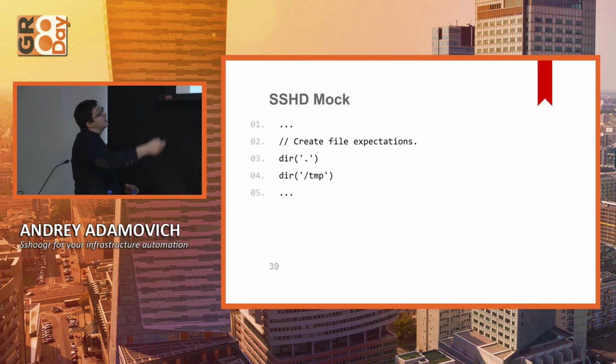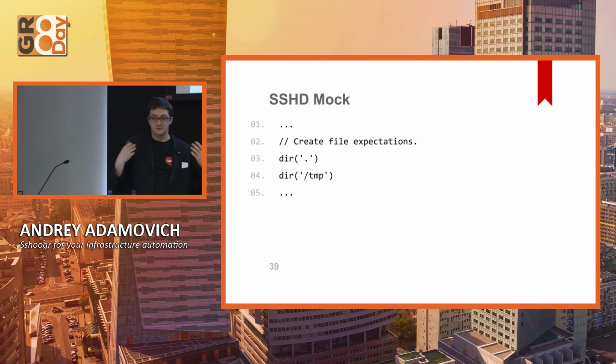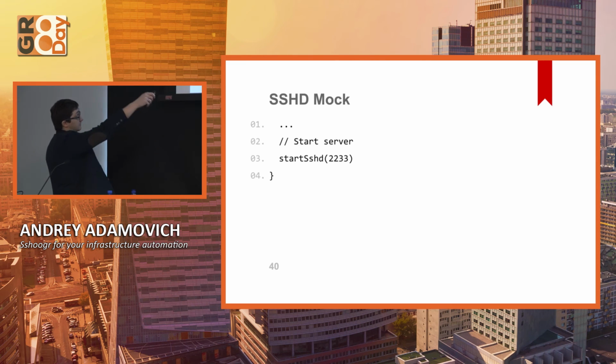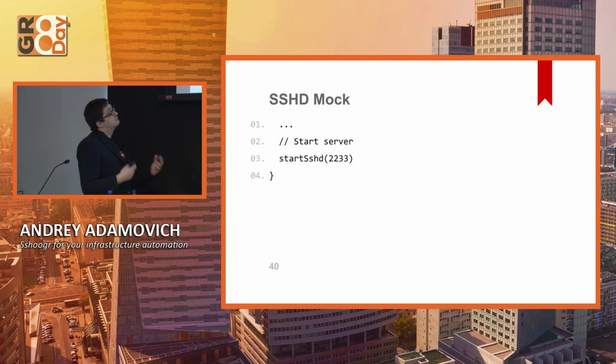Also, you can define file expectations, so you can define what kind of directories and files should exist in our mock SSHD server. And the last thing you do is just start it on any port, and then when you test your SSH connectivity, you can just pretend that it's working against a real server.